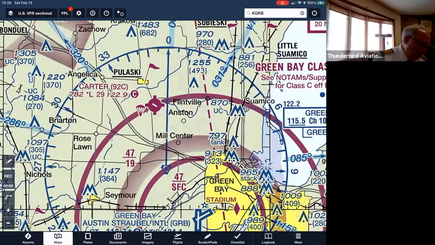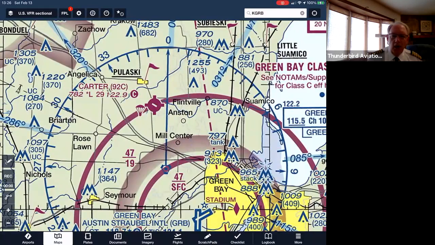So at 2,500 feet, we're going to need to contact Green Bay Approach before we cross that line to establish that two-way radio communication.